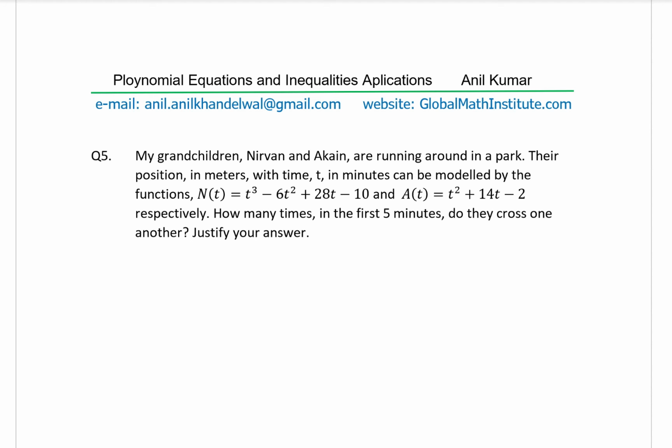So we'll actually equate the Nirvan displacement, which is t cubed minus 6t squared plus 28t minus 10, with the Akane displacement, which is t squared plus 14t minus 2, right? The reason being that whenever they cross, at that time the position of Nirvan and Akane should be the same. So that is the reason.